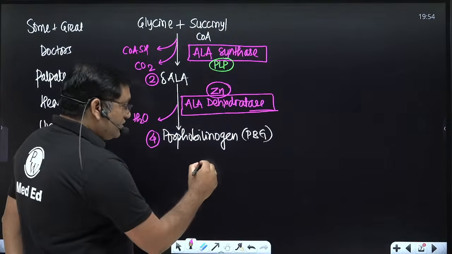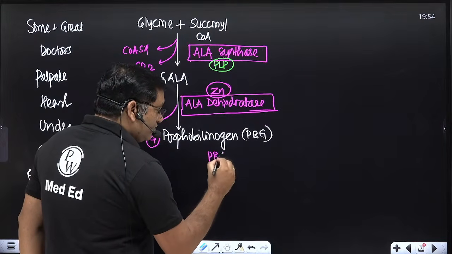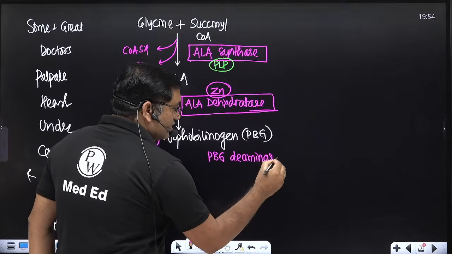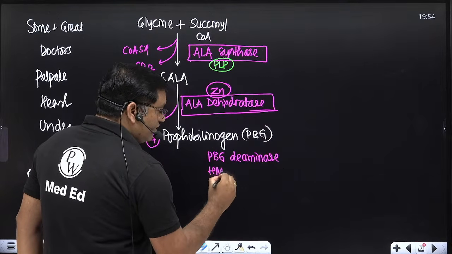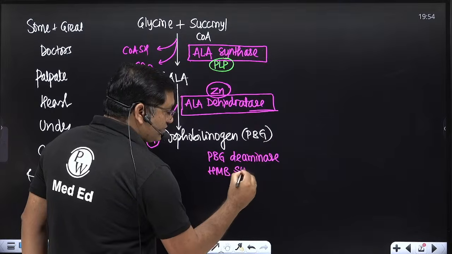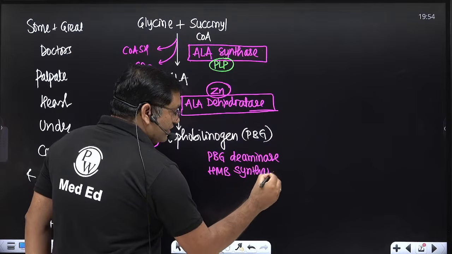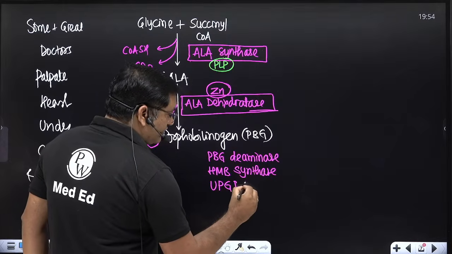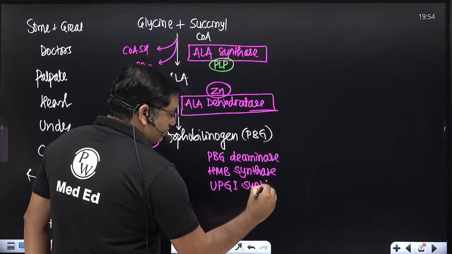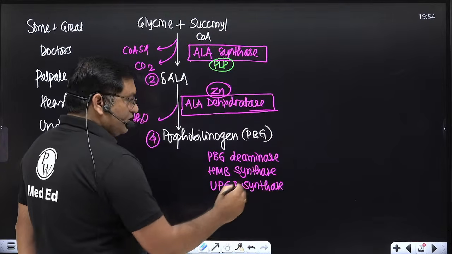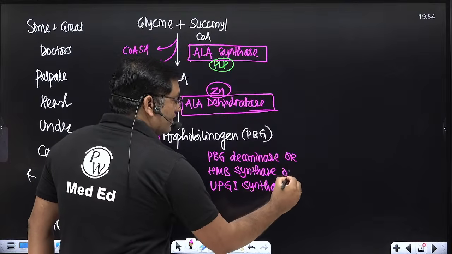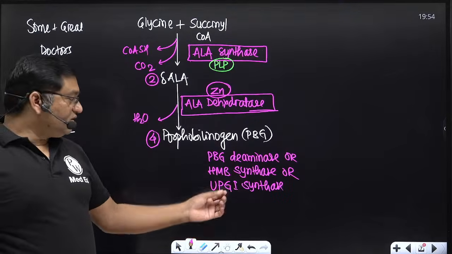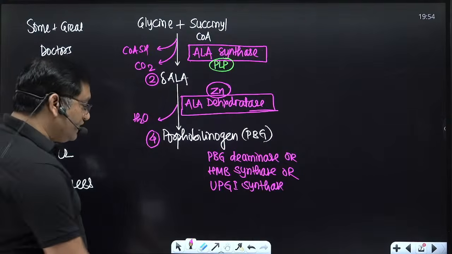Porphobilinogen deaminase. The other names of this enzyme are hydroxymethylbilane synthase or uroporphyrinogen 1 synthase. These are all the same enzyme: porphobilinogen deaminase, hydroxymethylbilane synthase or uroporphyrinogen 1 synthase.